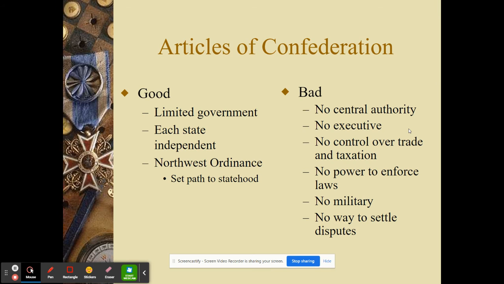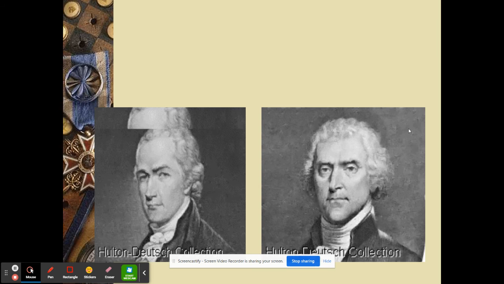The problem with the Articles of Confederation is that they didn't want a strong government, right? They saw the British were too powerful, and that a strong government would basically lead to oppression and tyranny. So there's no central authority, no executive, no control over taxation. But it did limit the power of the government and protected the power of the states. Unfortunately, it doesn't allow the government to address issues.